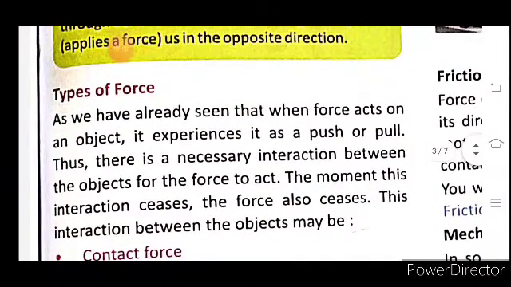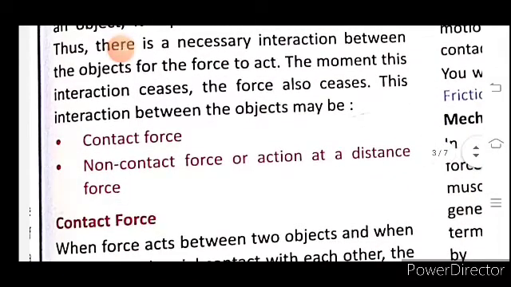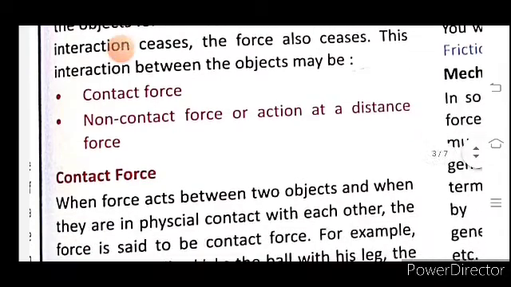Types of force. As we have already seen, when force acts on an object, it experiences it as a pull or push. Thus, there is a necessary interaction between objects for the force to act. The moment this interaction ceases, the force also ceases. This interaction between objects may be contact force, non-contact force, or action at a distance force.